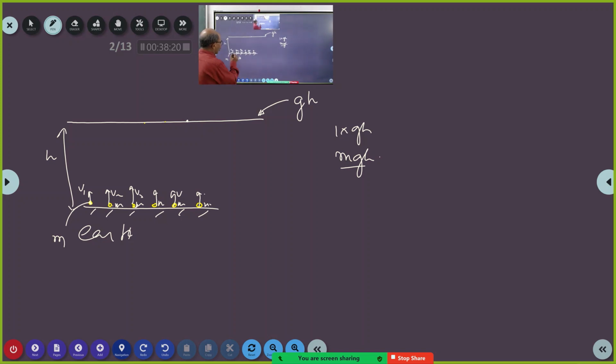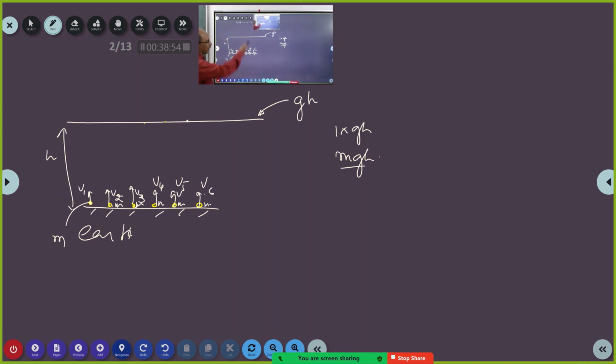See, this is the ground on which I have got mass m, and this is given velocity v1, this is given velocity v2, this is given v3, v4, v5, v6. What will happen to them? I am throwing it. They all will reach different maximum heights. Okay, good abstraction.